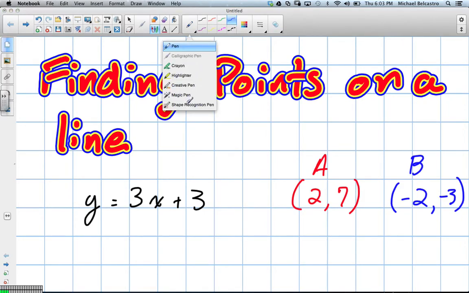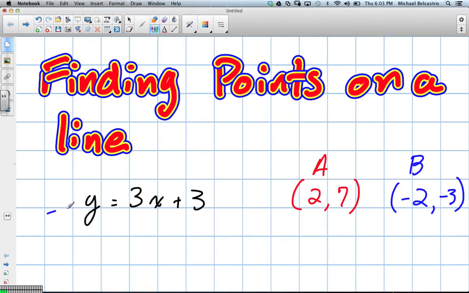Let's go over finding points on a line, and they've given us this equation of a line. Just a recap: in an equation of a line, the y stands for all of the y points on a graph, and then usually they have mx plus b. Is this familiar to you? A little bit.